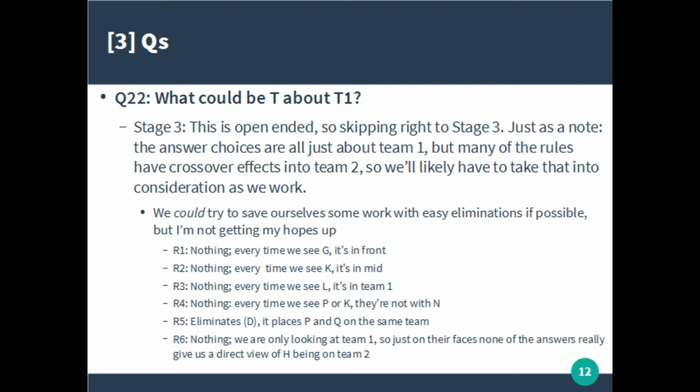Rule number 5 is our first lucky strike. This one eliminates D because it places P and Q on the same team, so D is out. And rule number 6, similarly to most of the other rules, doesn't give us anything. Since we are looking only at team 1, on their face, as far as I can tell with no effort, none of the answers gives us a direct view of H being on team 2, potentially in violation of Q not being in this team 1 middle slot. So again, maybe if we dug further and tried possibilities at this stage, we would find something, but right now on its face, rule 6 doesn't do anything either, so the only one we can get rid of easily is D based on rule 5.